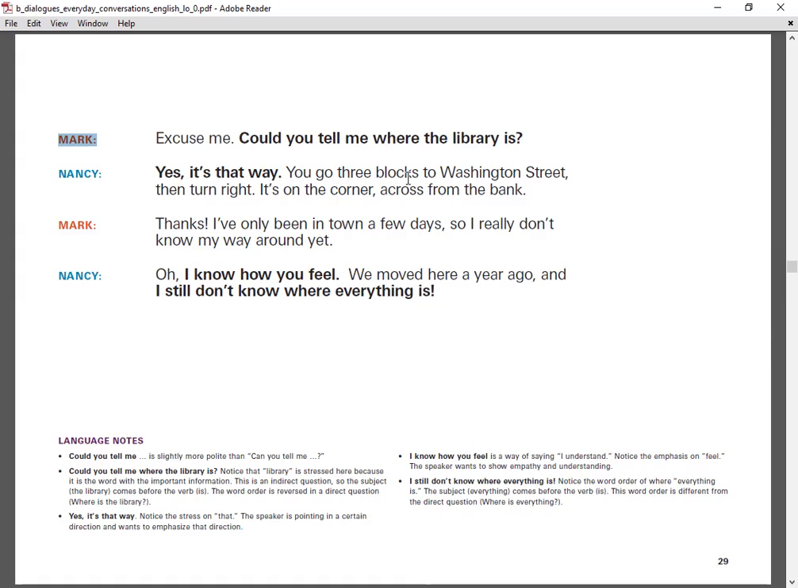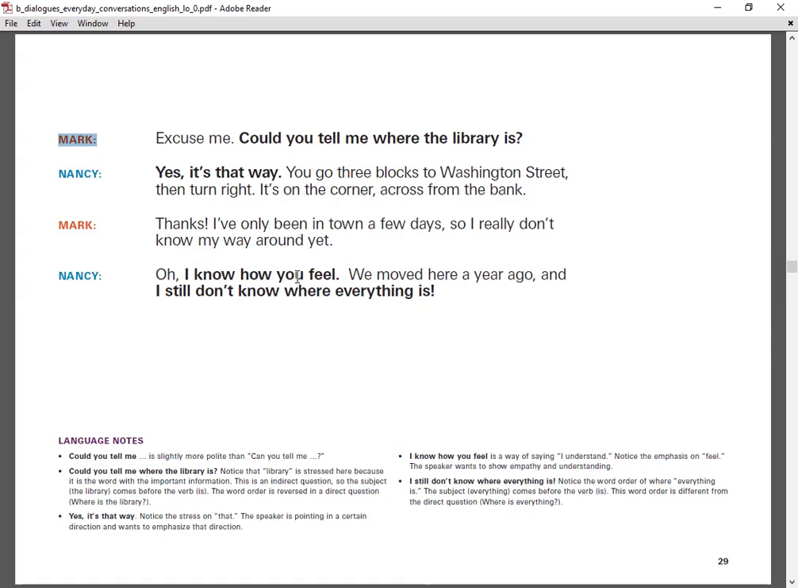He said, you go 3 blocks to Washington Street, then turn right. It's on the corner. After that, turn right, meaning head toward the right side. It's on the corner, you will find it at the corner, across from the bank, meaning facing the bank. Across means facing. Thanks. I've only been in town a few days, meaning I came to this area only a few days ago. So I really don't know my way around yet, meaning I don't understand the directions or the streets.